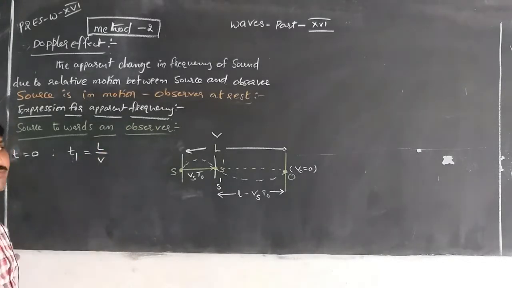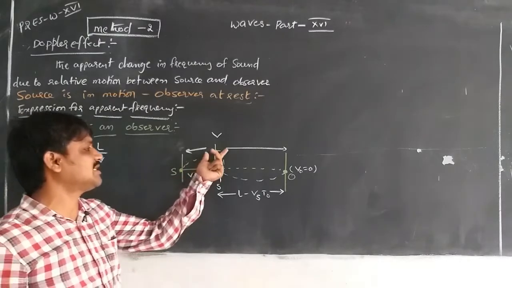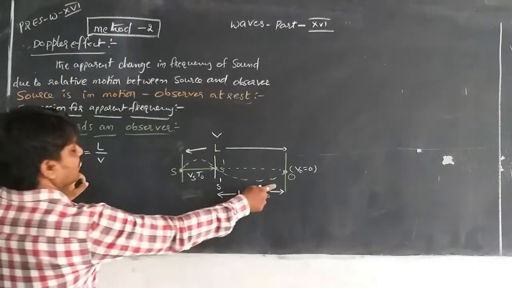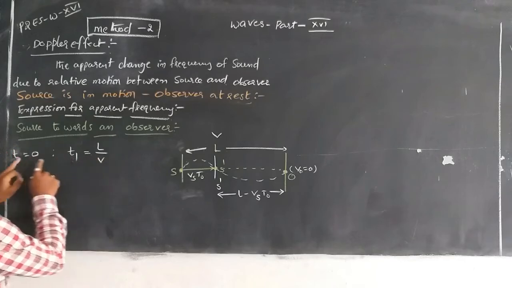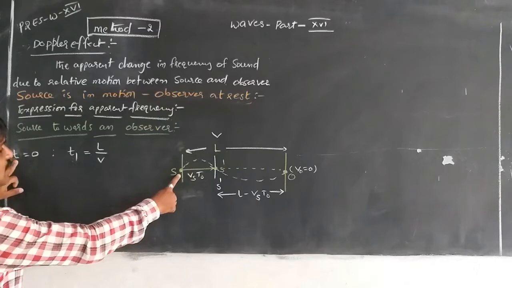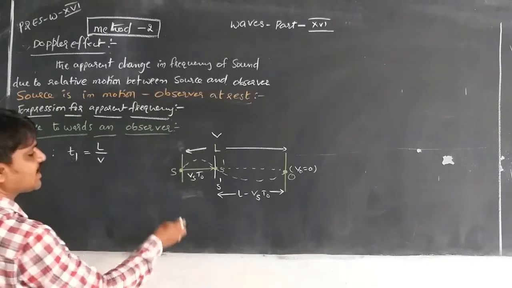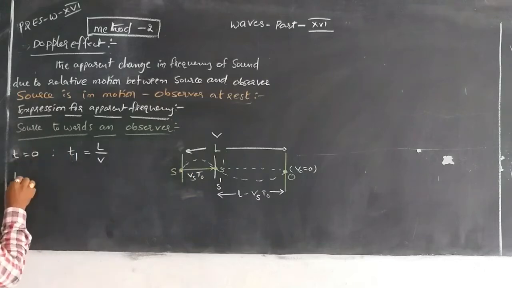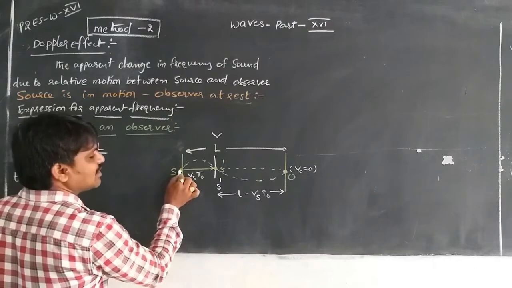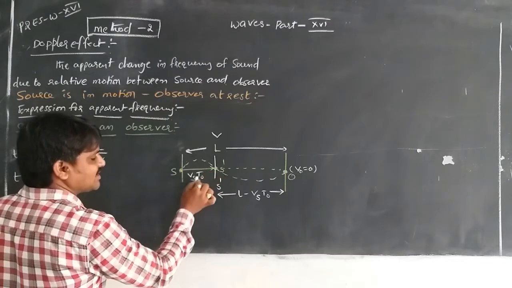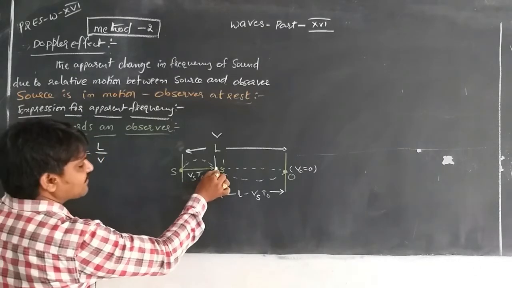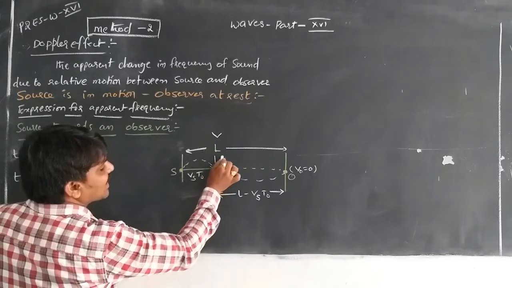This is the first wave. Whenever the source is at a distance L, it releases the first wave, and the time taken to be received by the observer is t1 is equal to L by v. The t is equal to 0 is the time of releasing the first wave, so that's why we are taking t1. After some time t is equal to t naught, the source travels to the point S dash, a distance of Vs t naught, and after reaching S dash, it releases another wave.